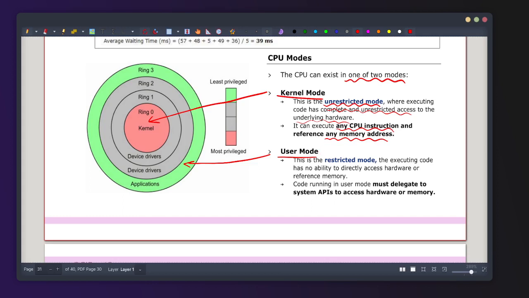However, the user mode is where all and most of the applications that we use run. Google Chrome, all of that stuff, they run on the user mode, which is a restricted mode where the executing code has no ability to directly access hardware or reference memory. They can indirectly access both, but they can't directly access it like the kernel.